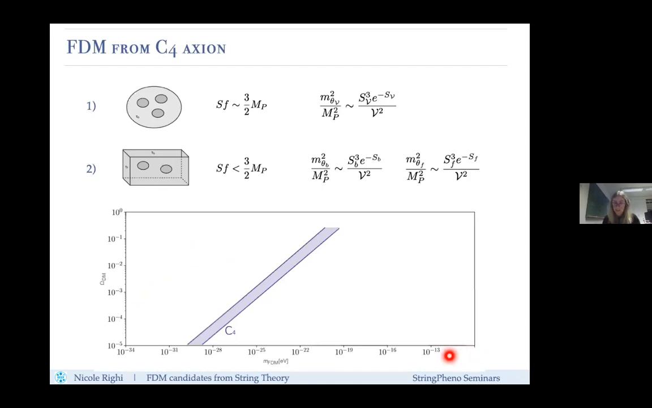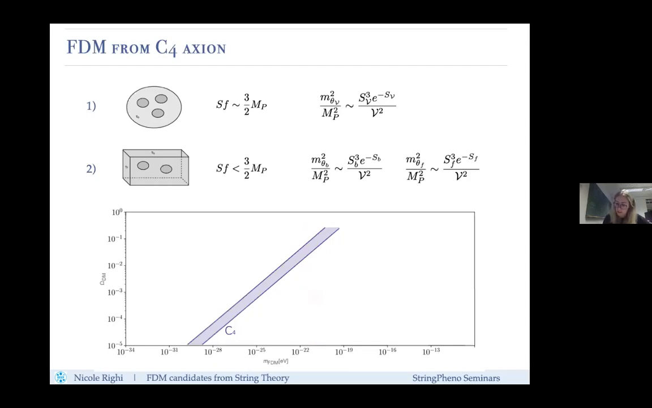And here I'm plotting the mass of my fuzzy dark matter particle, and here the total abundance of matter inside the universe. Since we know that dark matter should be almost 25% of the whole matter content in the universe, this point here corresponds to 100% of dark matter composed by fuzzy dark matter. And as you can see, the C4 axion is actually a very good candidate. And so we found our first candidate.